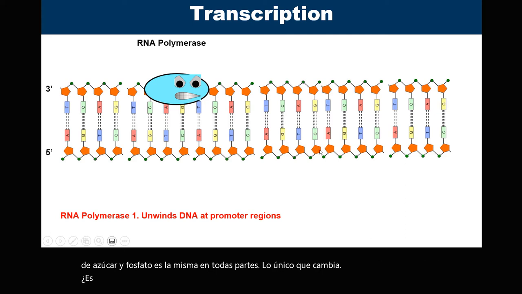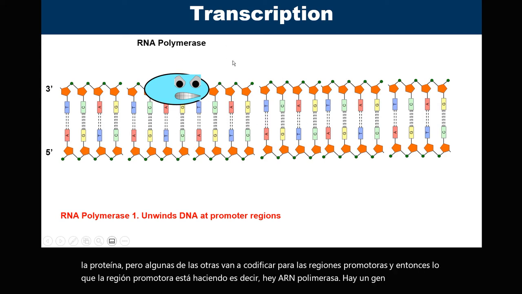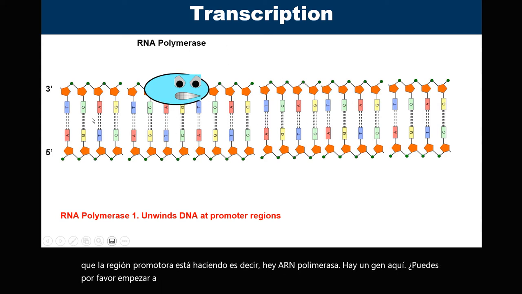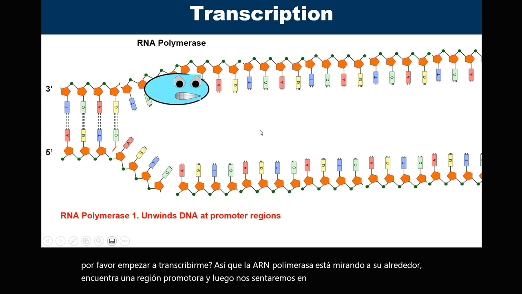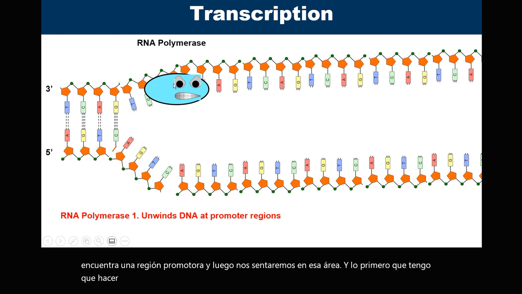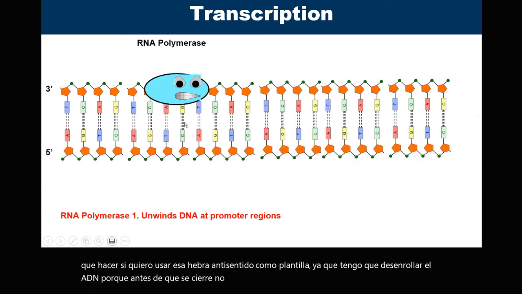So some of these base sequences are going to code for protein, but some of the other ones are going to code for promoter regions. And so what the promoter region is doing is saying, hey, RNA polymerase, there's a gene here. Can you please start transcribing me? So RNA polymerase is looking around. It finds a promoter region, and then it will sit on that area. And the first thing that I have to do if I want to use that antisense strand as a template is I have to unwind the DNA, because before it's closed off, there's no way RNA polymerase can get in there and actually start making its mRNA.